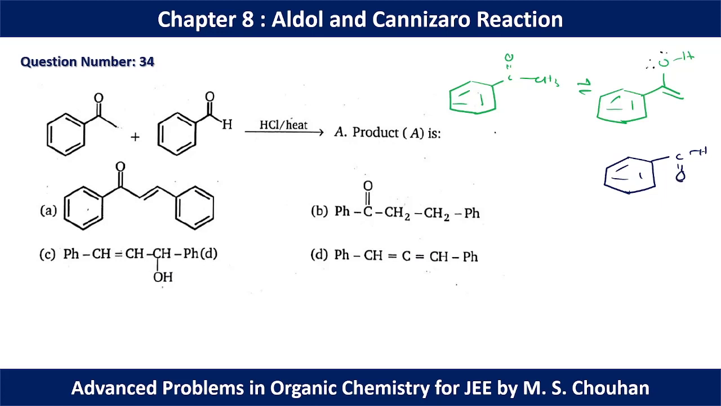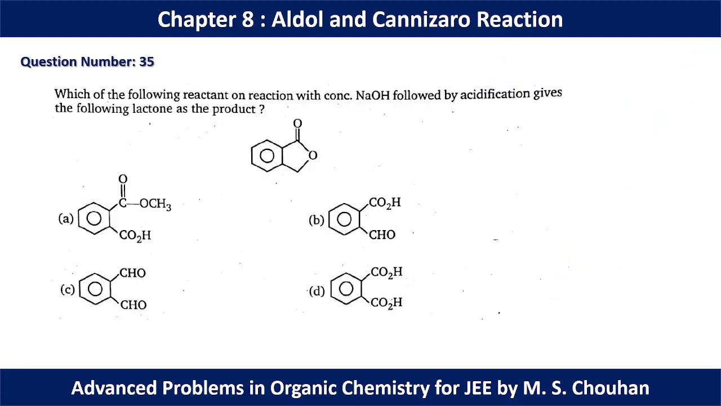So these two lone pairs will come here, and finally, with the elimination, we can have a situation like this: double bond C, double bond O, CH. Okay, so for question number 34, option A should be the correct option.